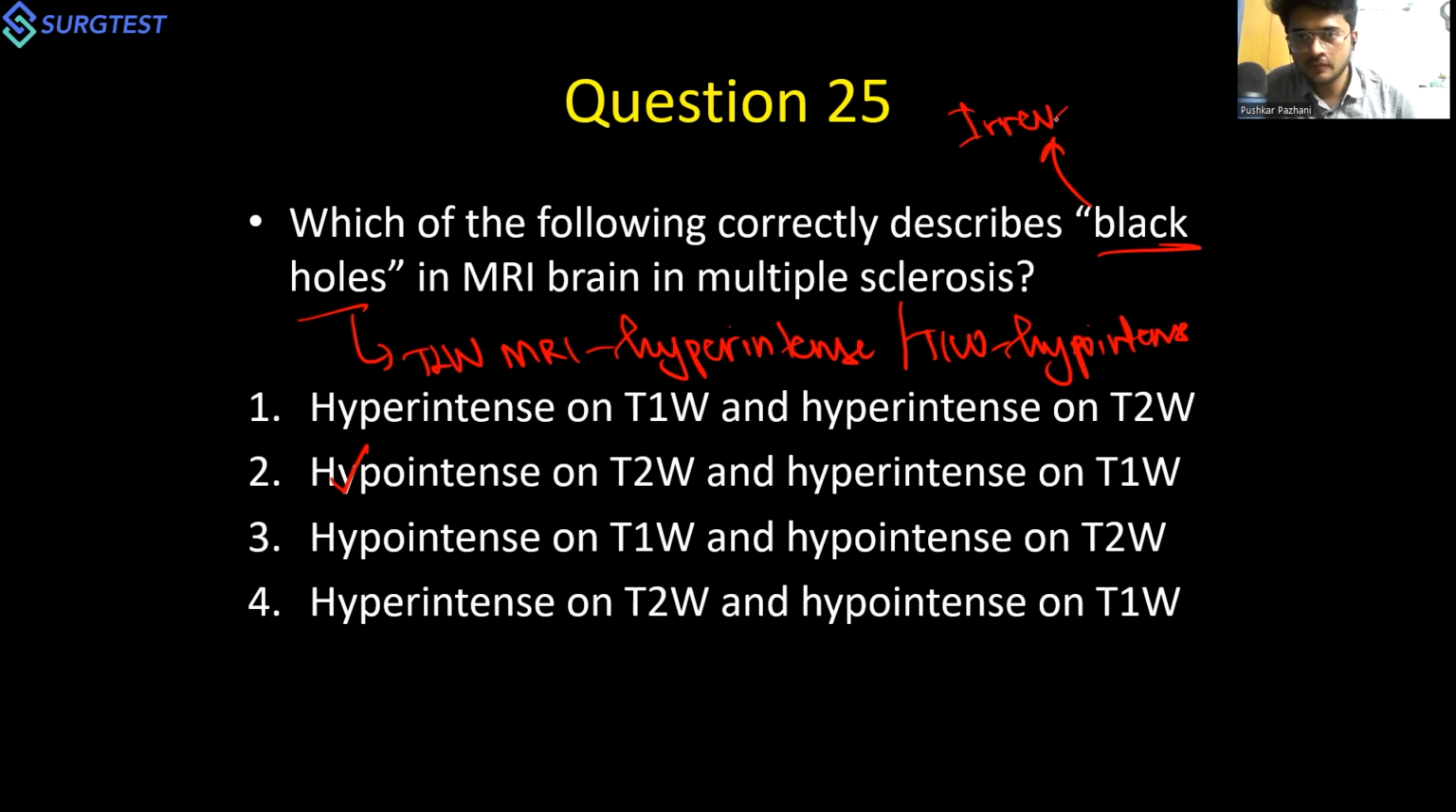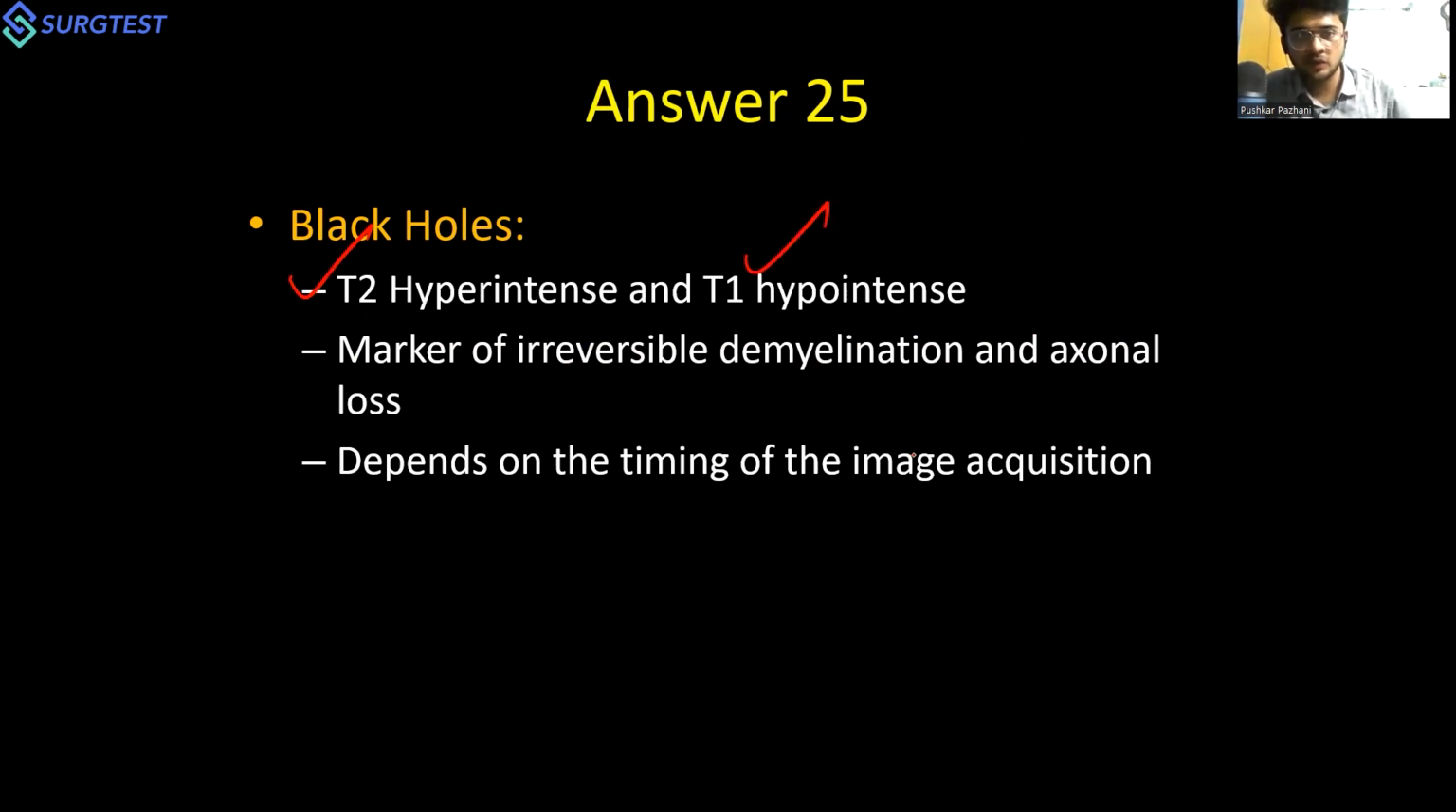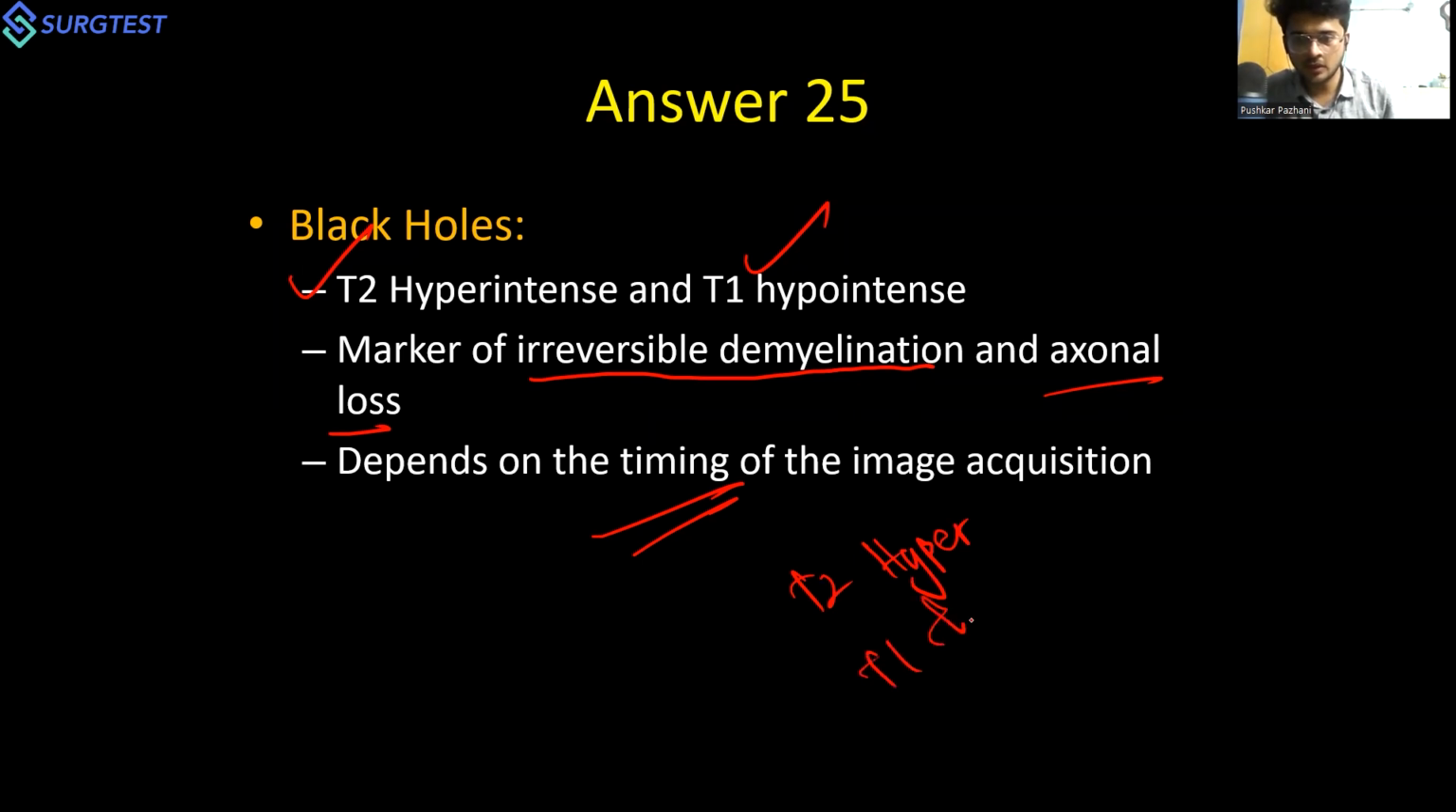And black hole means irreversible damage. Okay, it's usually a poor radiological marker. So it is T2 hyperintense, T1 hypointense, and it is a marker of irreversible demyelination and axonal loss. Okay, it's a fact. And like I told you, it depends on the timing of image acquisition. There's no point of commenting on a black hole in an acute demyelination. All acute demyelinations will be T2 hyper and T1 hypo. But in a patient who is not in an acute attack, if you take an MRI and you see many of the T2 hyperintense lesions are also T1 hypointense, that is not good. That is a black hole, and it's a radiological marker for a guarded neurological prognosis.